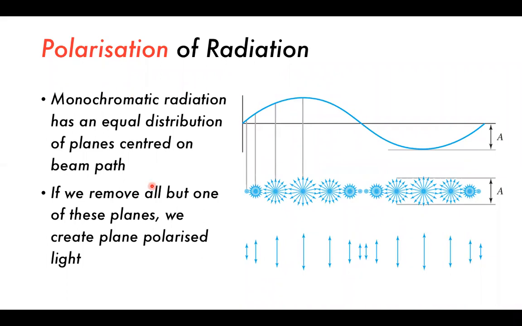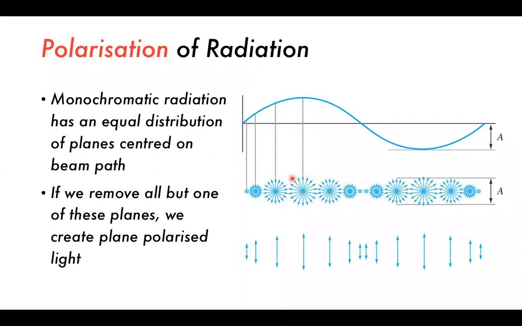Polarization of radiation then, so monochromatic radiation has an equal distribution of planes centered on the beam path. So this is what a typical wave looks like. So it propagates in all directions. I know the arrows only point in certain directions, but that's really just for clarity. It's actually pointing in all directions. It's kind of like a beam with individual vectors, which are infinitely thin, but encompass the whole space around the propagation direction vector. So the amplitude changes as we go along. So at high amplitude, you see the arrows are longer, and at lower amplitudes, the arrows are thinner.